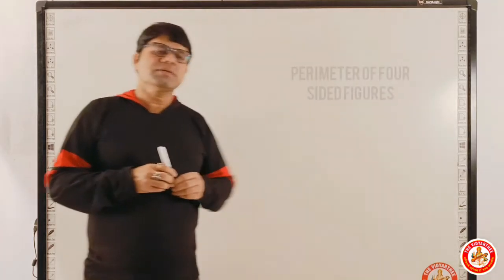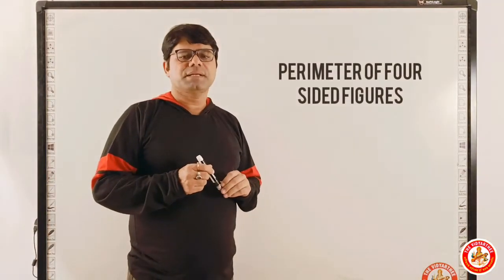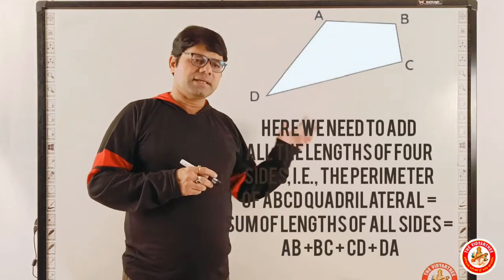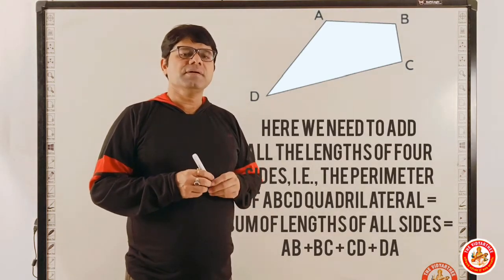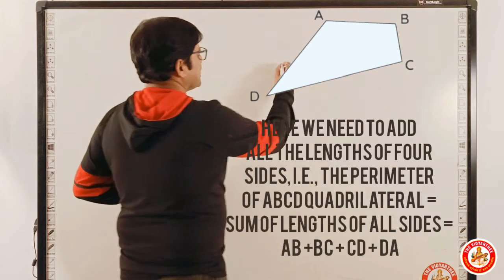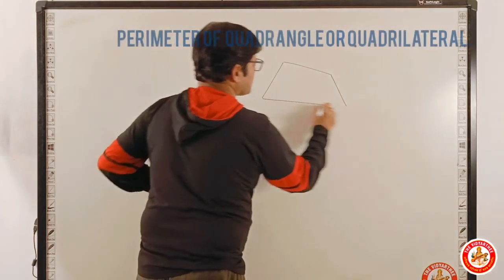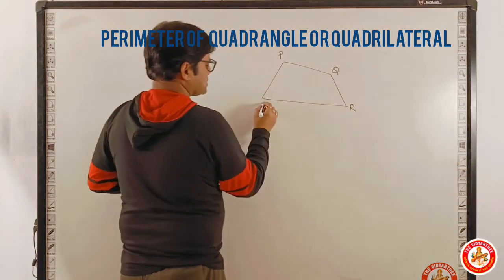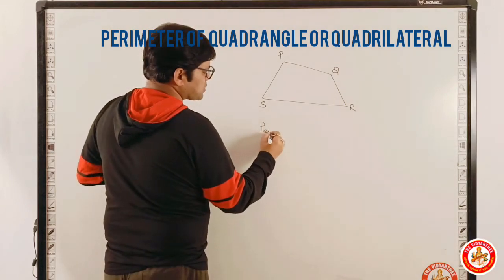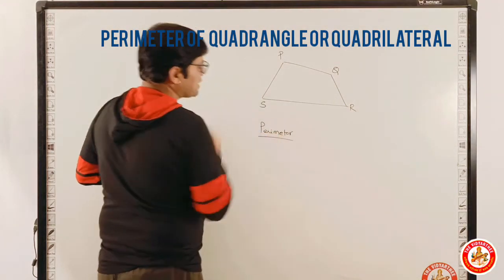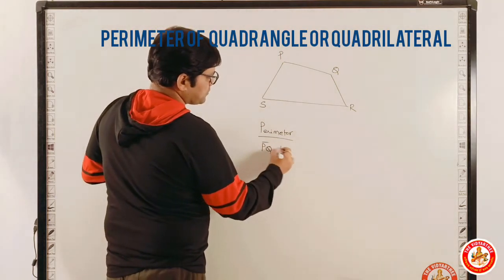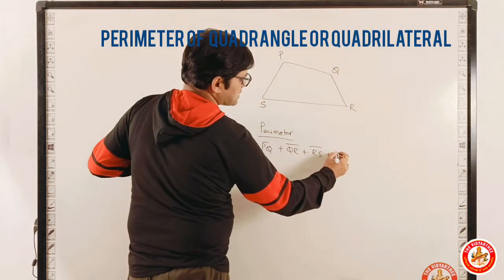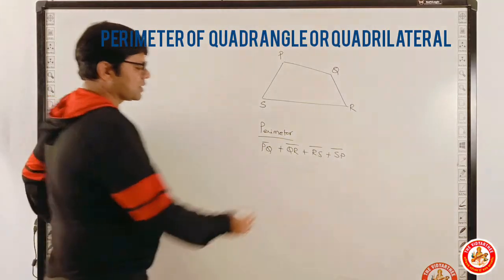Okay, now coming to the four-sided figures. For perimeter, it is as simple as the three-sided figure. We need to just keep adding the measures of all the four sides in case of a quadrilateral, like in case of a triangle. So if you take any quadrilateral of any measure, see, this is a quadrilateral PQRS. So what we need to do when it comes to perimeter is just add PQ with QR and then add it with RS plus SP. Whatever the measure comes here is the perimeter.